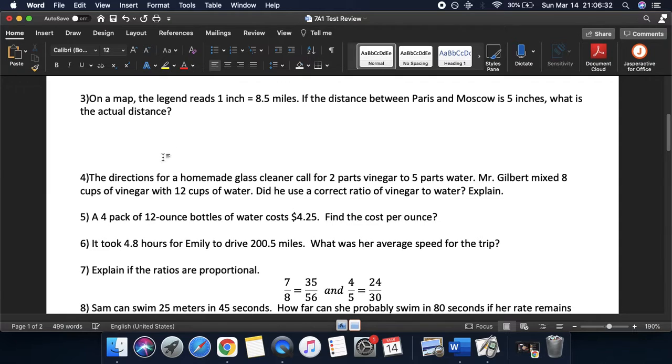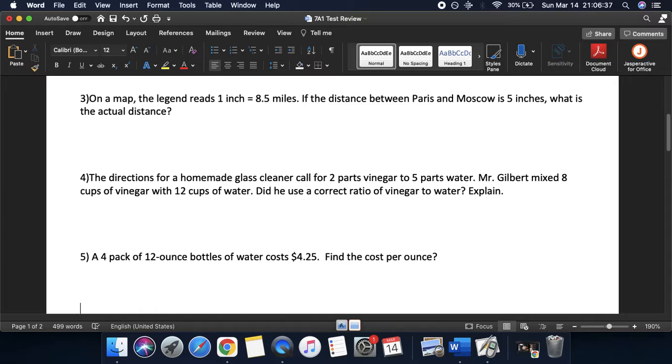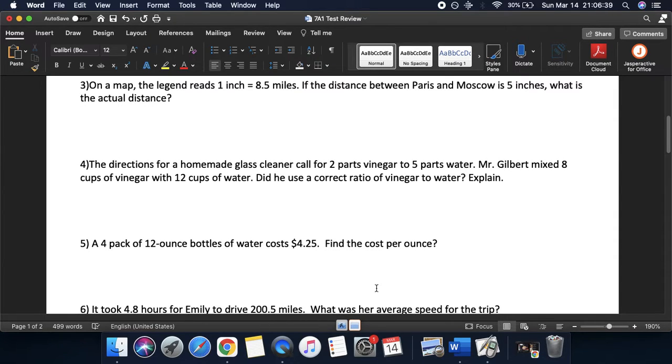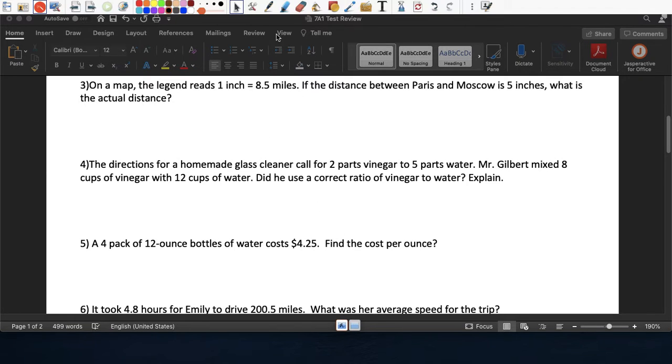Distance. Three: on the map, the legend, or the scale at the bottom of the map, says 1 inch. I'm going to write here, so the scale, right? The scale is 1 inch is 8.5 miles. And on the other side, I'm already going to get my proportion ready. So I'm going to write inches on top, miles at the bottom.